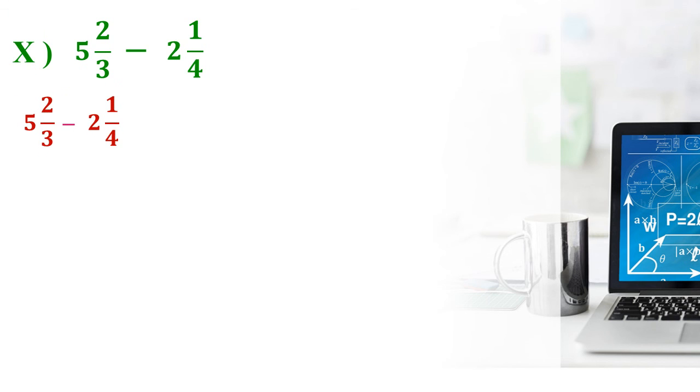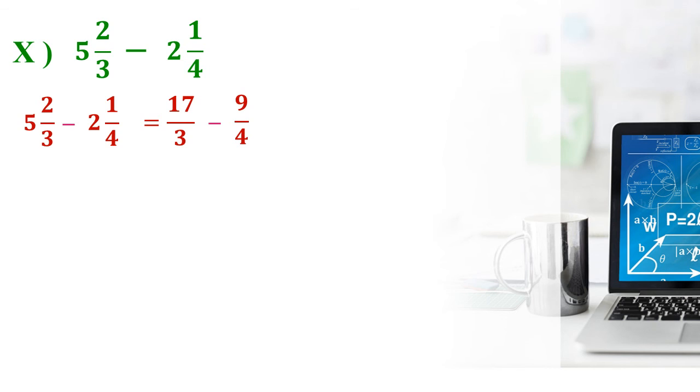The next problem, 5 2/3 minus 2 1/4. Here these are mixed fractions. So first let us convert to improper fractions. So 5 2/3 can be written as 17/3. So minus 2 1/4 can be written as 9/4. Now these are unlike fractions. So let us convert to like fractions using the LCM method.